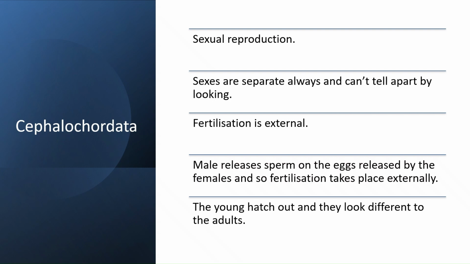Cephalochordata, sexual reproduction. Sexes are separate always and can't be told apart by looking. Fertilization is external. Male releases sperm on the eggs released by the females, and so fertilization takes place externally. The young hatch out and they look different from the adults.